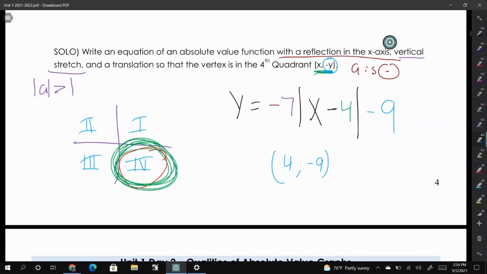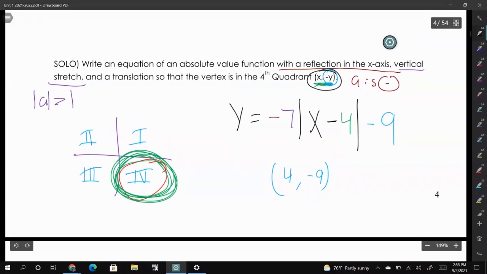Now, if you wanted to, you could have just said, let me pick a point in quadrant 4 first, and then create my equation based on that point. Either way works. So I hope that you're getting an understanding of the effects of what a, h, and k do in our absolute value functions. It is very important to understand this because a, h, and k are something we're going to deal with all year.